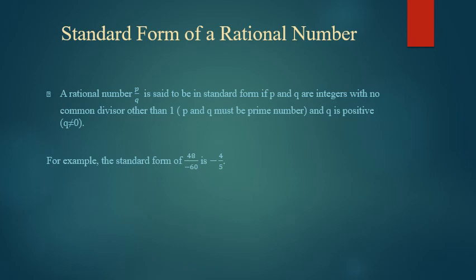For example, the standard form of 48 upon minus 60 is minus 4 upon 5. It is also said to be the irreducible form of a rational number. If we can't reduce a rational number further, then it is said to be in standard form.